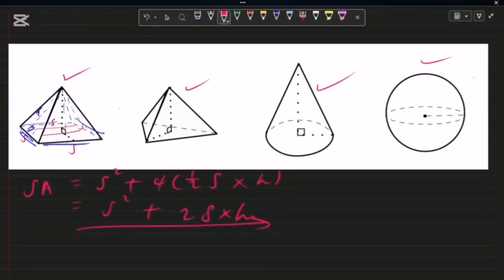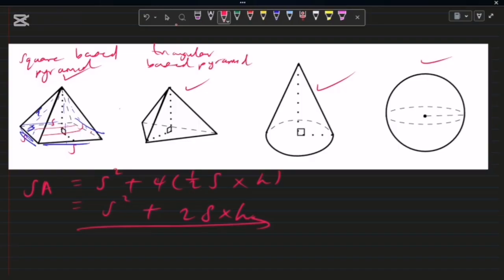Okay, by the way, we call this guy a sphere. I didn't name them. This one is a square-based pyramid. Okay, this one is a triangular-based pyramid because the base is a triangle. And then this guy is a cone. And then this one is a sphere.